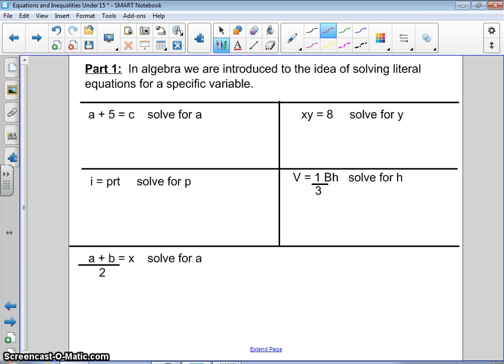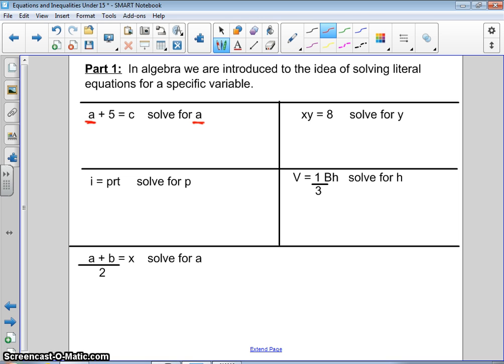Something that you learn new in Algebra 1 is this whole idea of solving literal equations for a specific variable. And what that means is you've got more than one letter in an equation, and you're going to rewrite it so that that one letter is by itself. In this first one right here, we say solve for a. So we want to get a by itself.